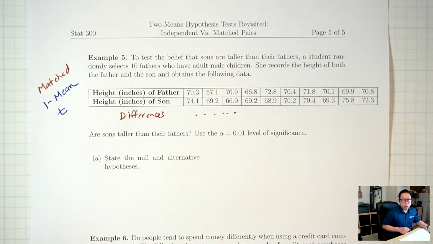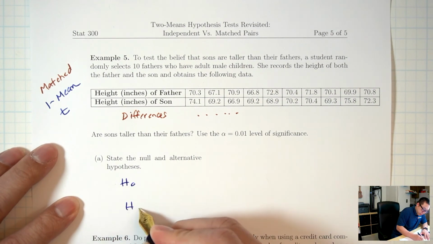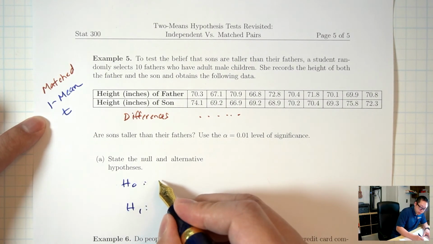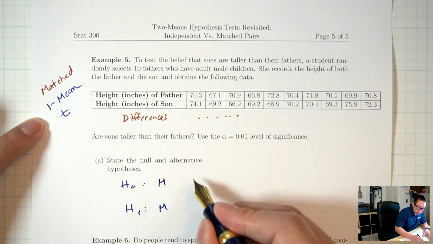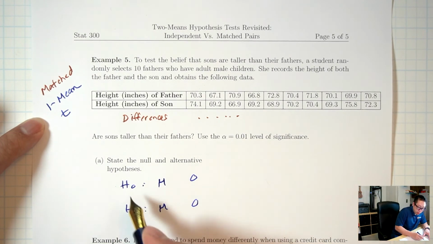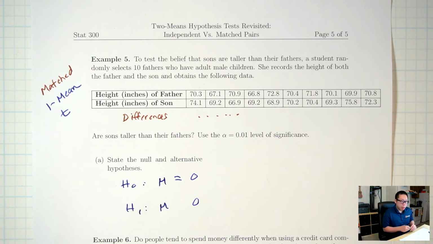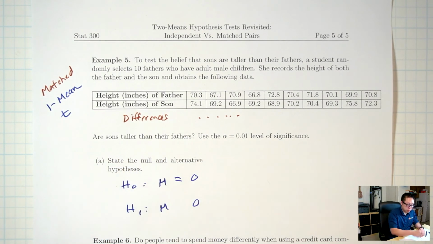Part A, H0, H1. This is a one mean situation, which means I should have just one mean symbol. And match, you're always comparing it with 0. H0 is easy, it's always equals. H1, less than, greater than, or not equals. So this one is going to be a little bit tougher because it's not going to be the not equals. Sons taller than their fathers.